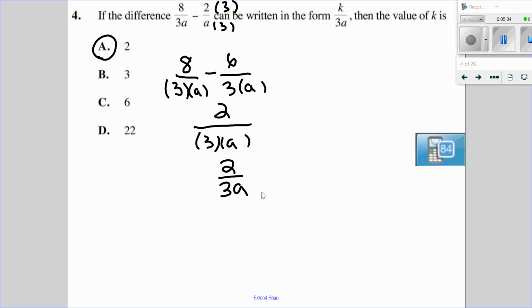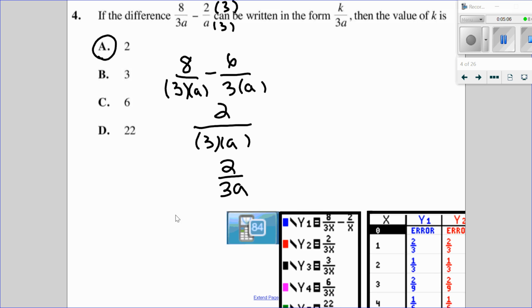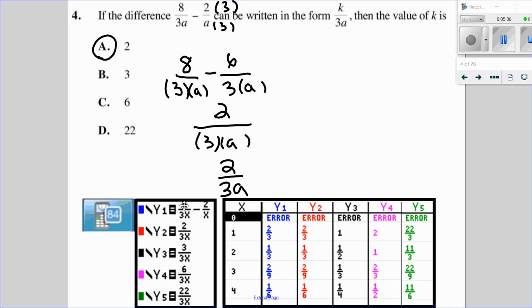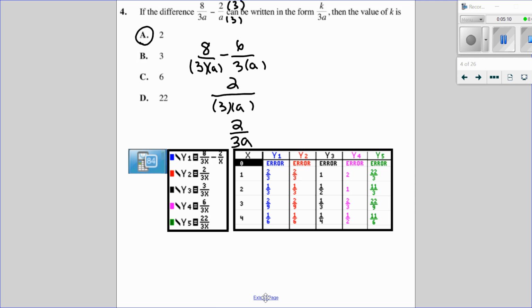Now again, if this was a multiple choice question, I could just put it into my calculator. And here's what I did. I put the original question into Y1, and then I took each of these answers, 2 over 3A, 3 over 3A, 6 over 3A, 22 over 3A, and put them in as my options for A, B, C, and D. So looking at Y1, I can see that Y1 and Y2 are the same, so that's why A is the option.